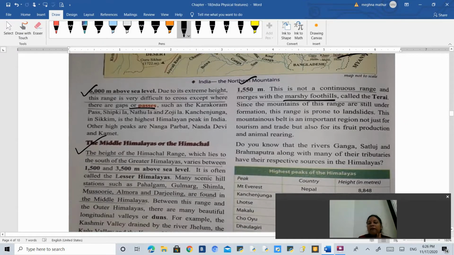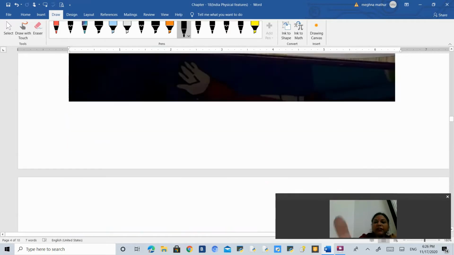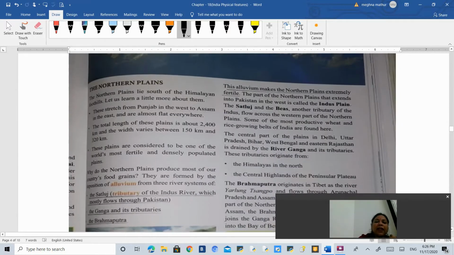That is your first physical feature of India, and it comprises three mountain ranges. First of all, we have the Greater Himalayas, Himadri. Then you have the Lesser Himalayas or Middle Himalayas, which are called Himachal. And then you have the outermost Himalayas, which are called Shivaliks.